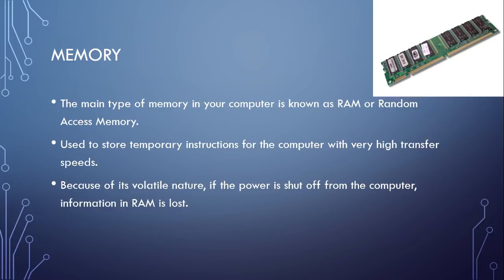Now, the trade-off for this is that it's very volatile. And because of the volatile nature, what this means is that if the power is shut off on the computer, or it's interrupted or anything like that, any information in RAM is lost. And this could be things like, for example, when you copy something, it's in RAM. Or if you load up certain programs, they'll put some stuff temporarily in RAM.